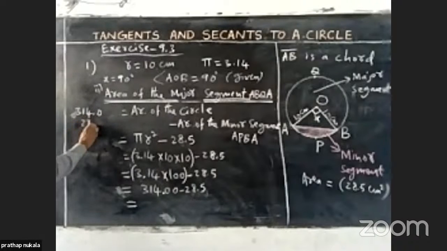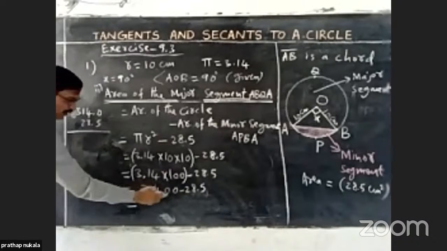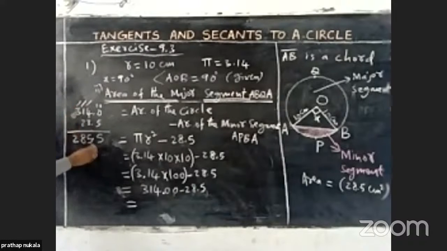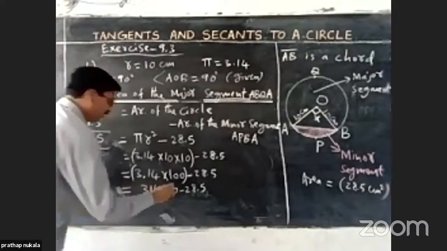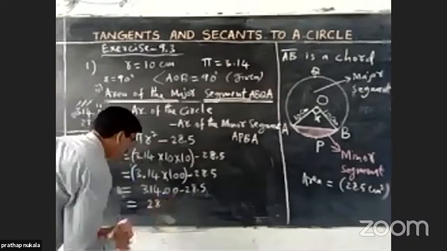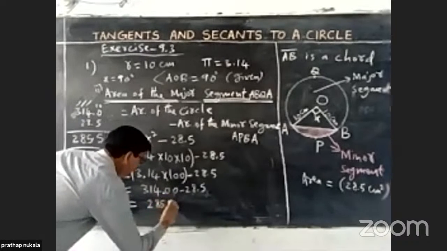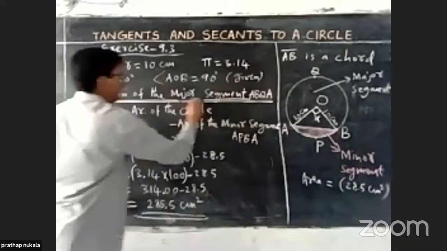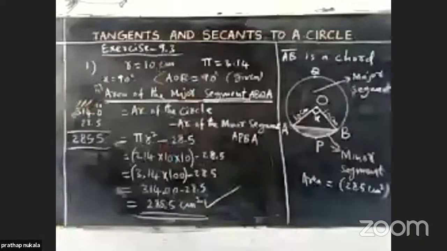Only 1 0 is needed. This is not needed. 5, 3. 3 means 13 minus 8, 5. Again 5, 13 minus 8, 5. Here 0, 10 minus 2, 8. Here 2, 285.5. This is 285.5 centimeter square. This is the area of the major segment. Just note down.